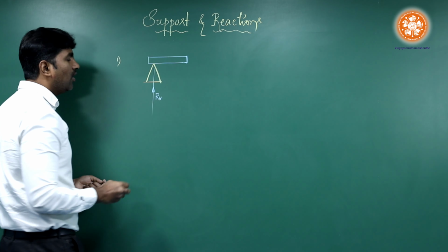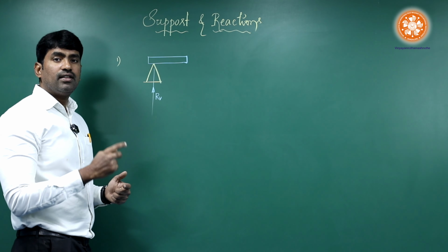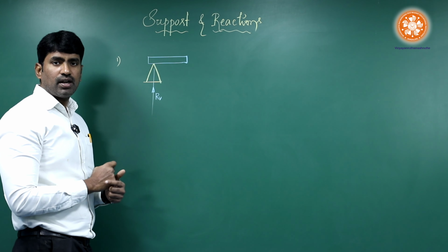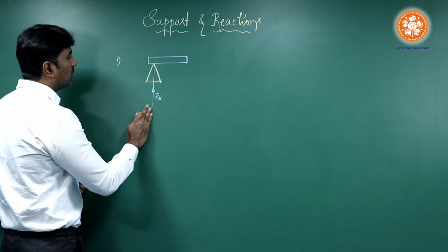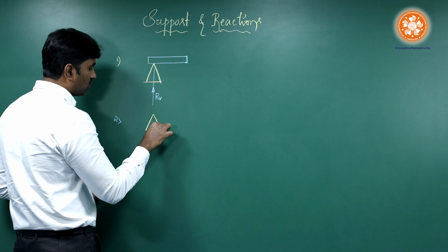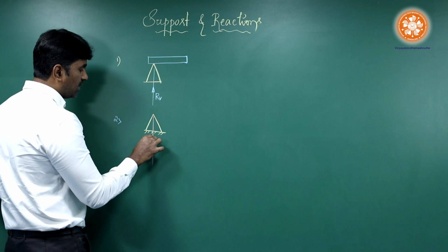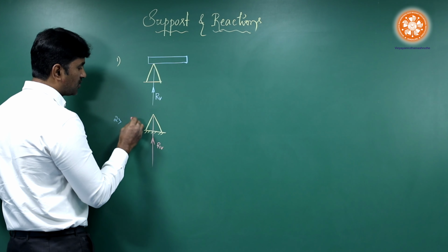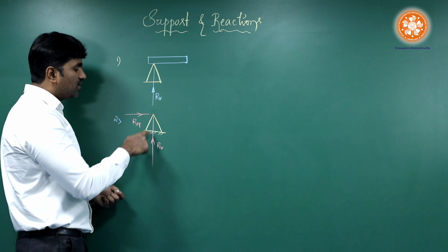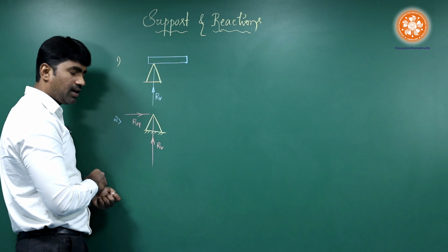First of all, we shall understand why the supports are given. We know we have 3 translation motions and 3 rotational motions. If you want to restrict the motion in any of the directions, then we provide a support. Now, the next support is the hinged support. For hinged support, it has a vertical reaction and a horizontal reaction. Meaning to say that it can withstand both forces in vertical direction and forces in horizontal direction.